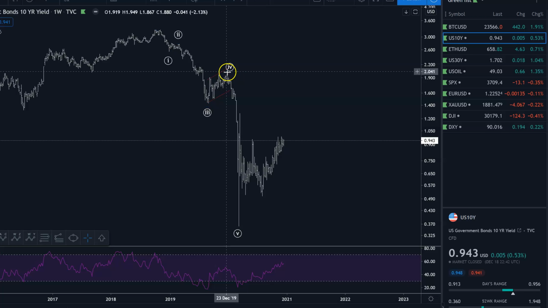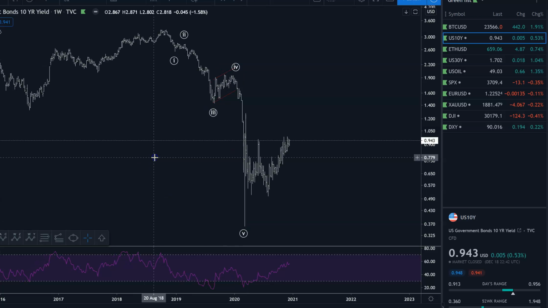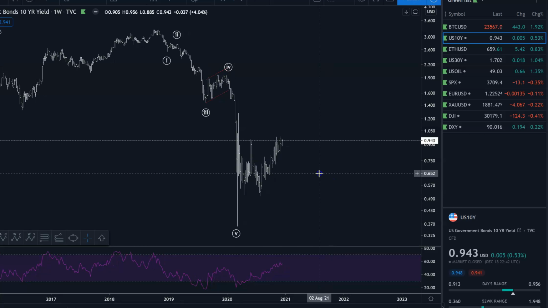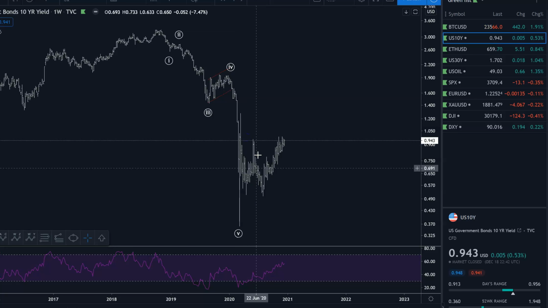That's your 4th, and you flush down in 5, and this move down in yields is completely done, and we're not coming back near these levels for a long time. How we're kind of rising off these lows, it could be just a very simple wave 1 already. That kind of starts at these lows, and we're moving up in this.